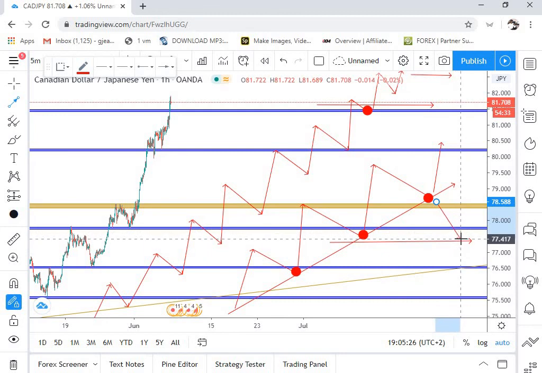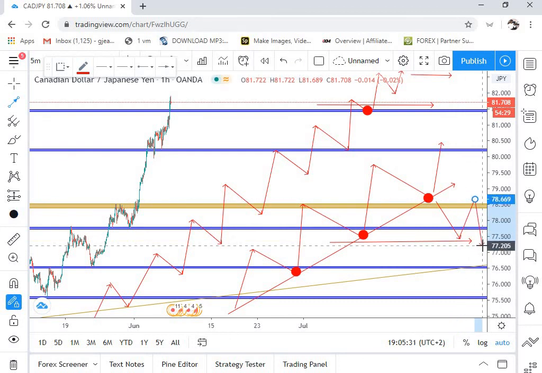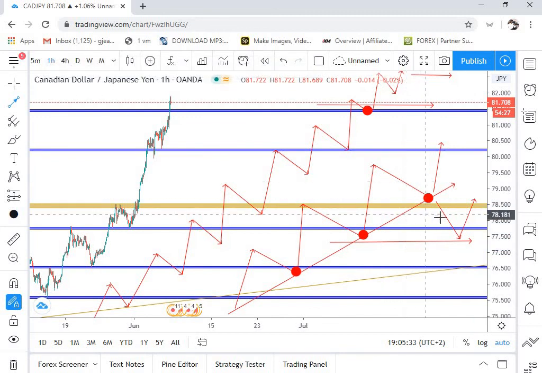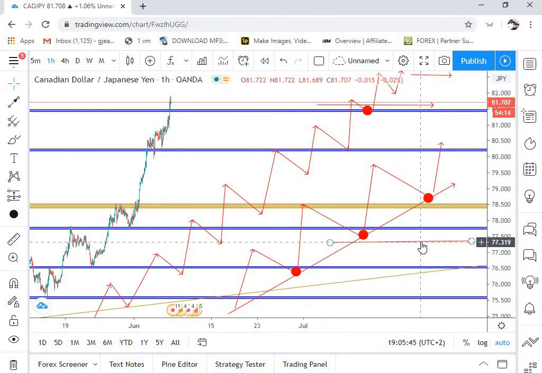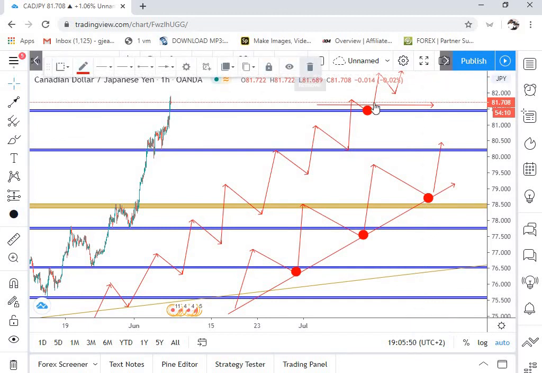The direction is going to be forming a lower high and lower low, and keep on going down. So guys, that's the biggest mistake that I see a lot of traders do in the forex trading market. I hope that you understand, you get my point, guys.